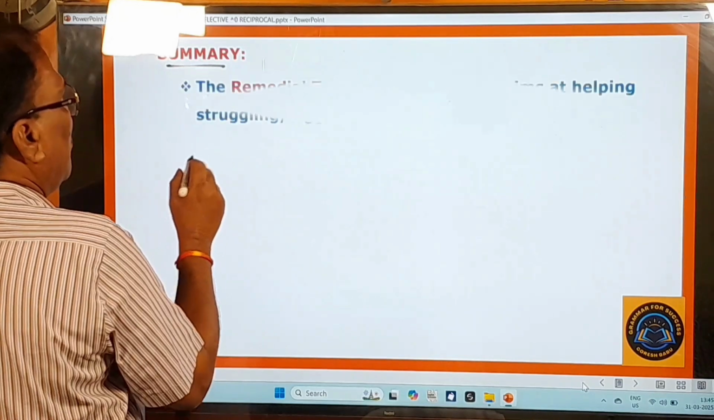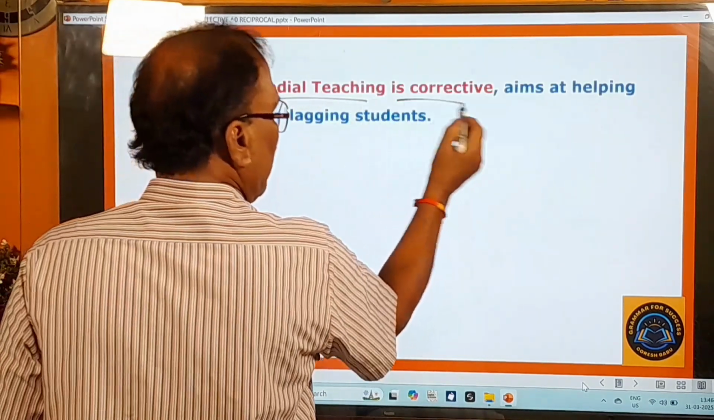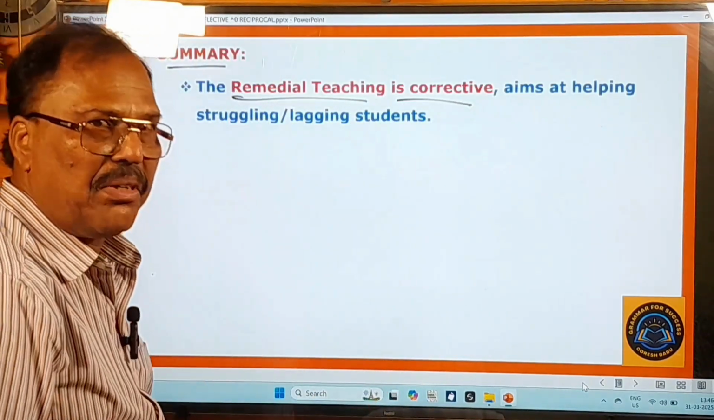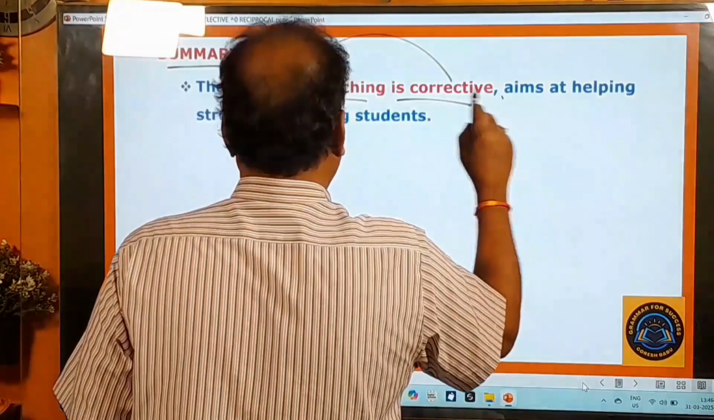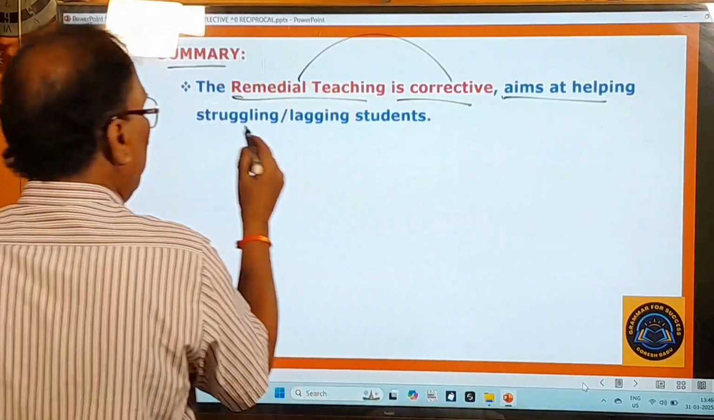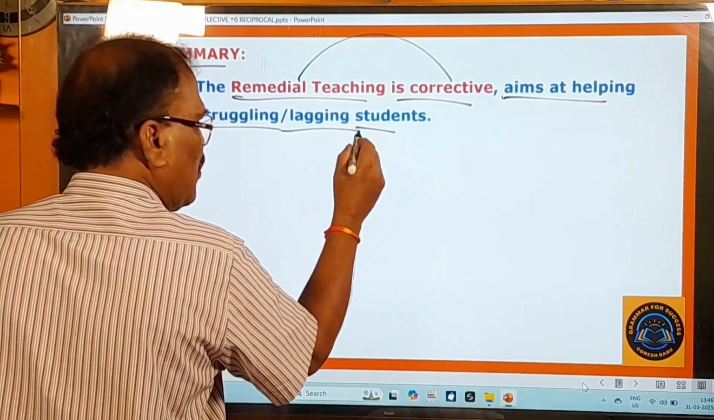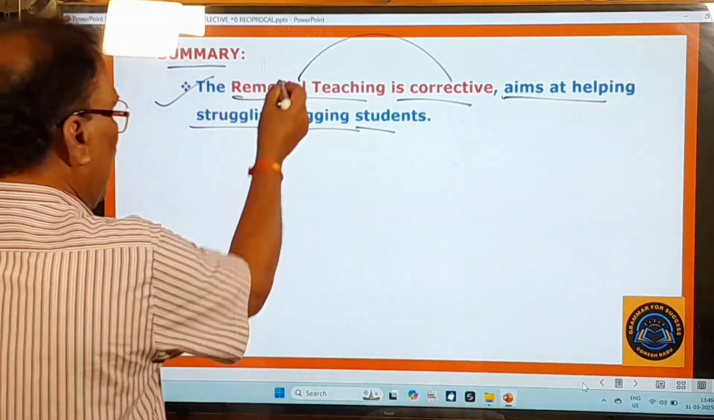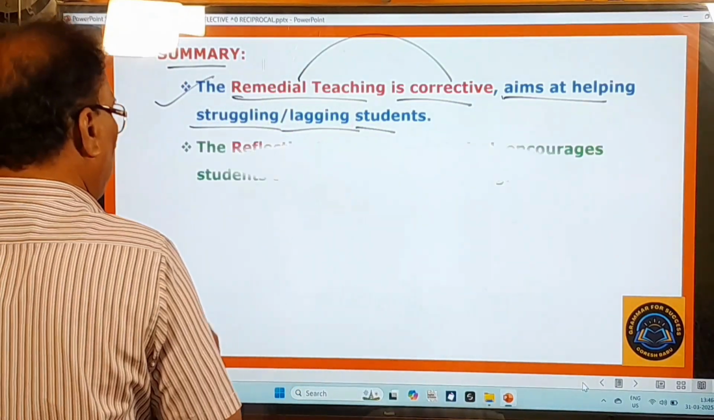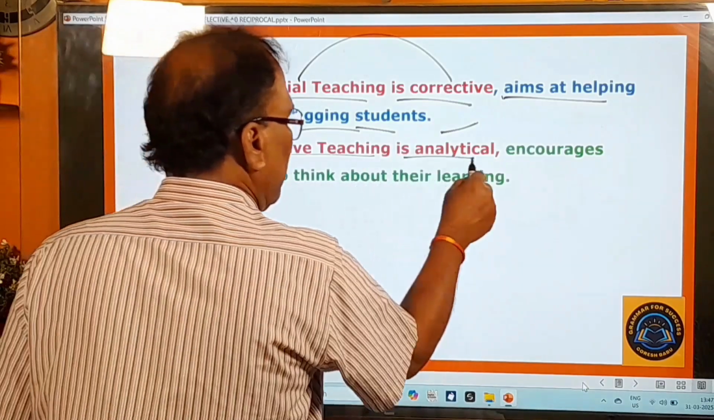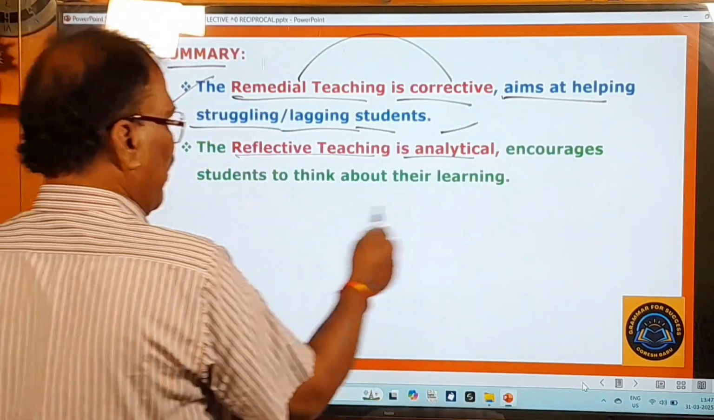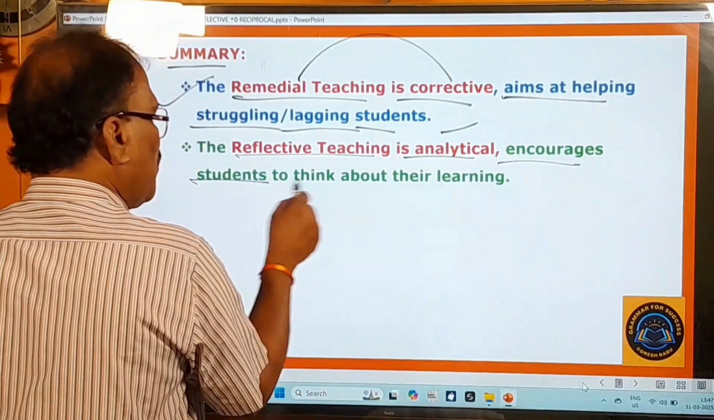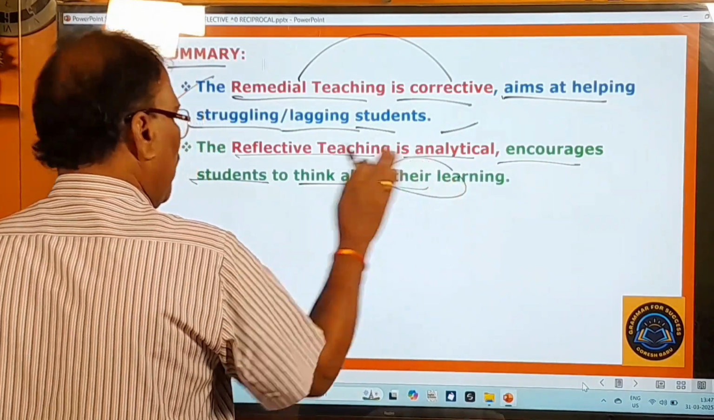What is the summary? Remedial teaching is corrective. You know very well, it is corrective, it is educative, it is helpful. This remedial teaching aims at helping struggling students and lagging students. This part you know very well. It's a summary point. And reflective teaching is analytical. Analytical means logical or systematic. You know that very well. It encourages students to think about their learning. You know that very well.